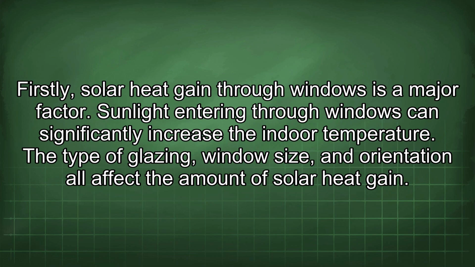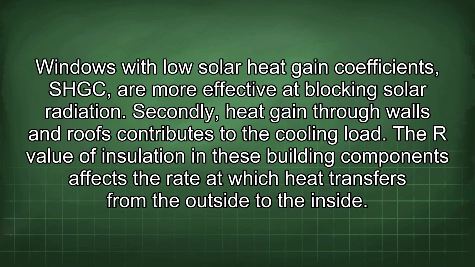Firstly, solar heat gain through windows is a major factor. Sunlight entering through windows can significantly increase the indoor temperature. The type of glazing, window size, and orientation all affect the amount of solar heat gain. Windows with low solar heat gain coefficients, SHGC, are more effective at blocking solar radiation.